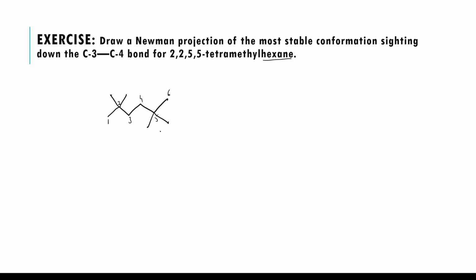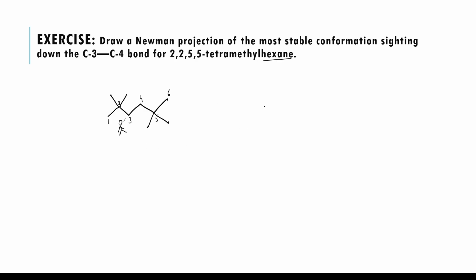So this is our line bond structure for 2,2,5,5-tetramethylhexane, and we should sight the molecule from the 3 and 4 carbons. We have to be here, and we should see the carbon-carbon bond at the position of 3 and 4. So how are we going to visualize this?